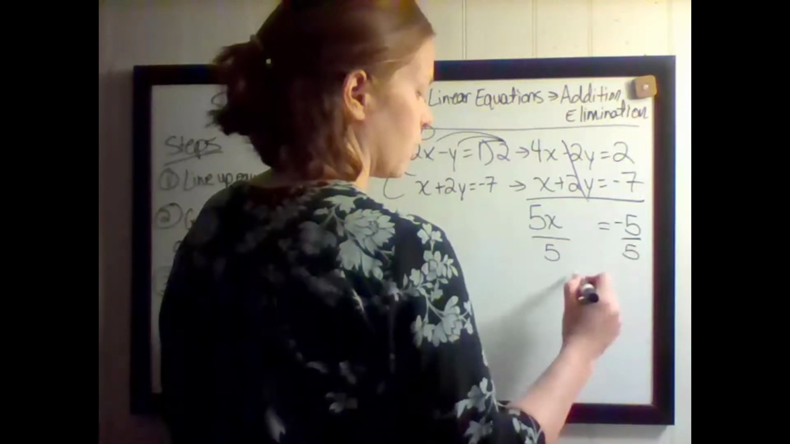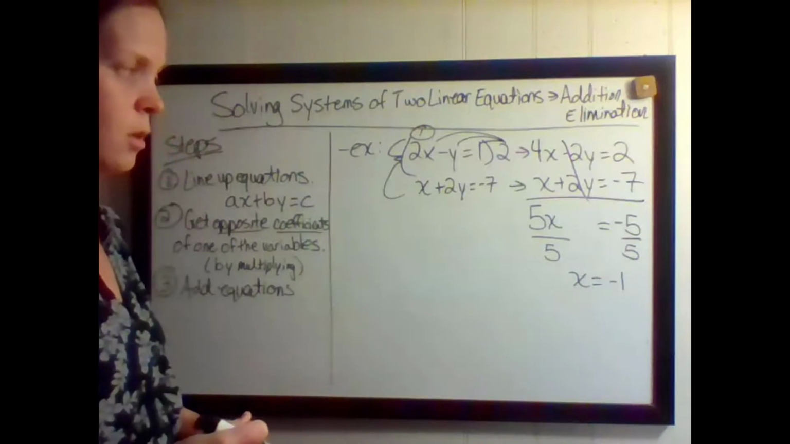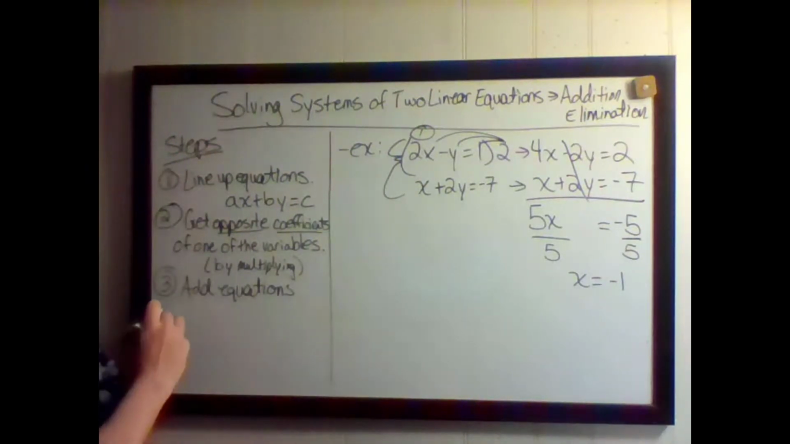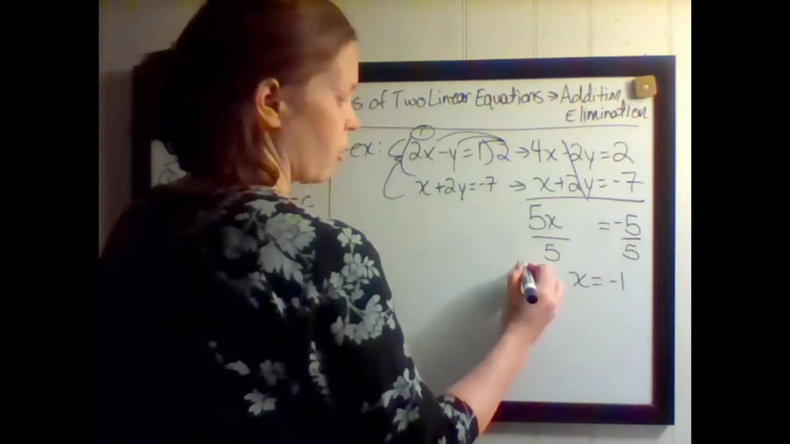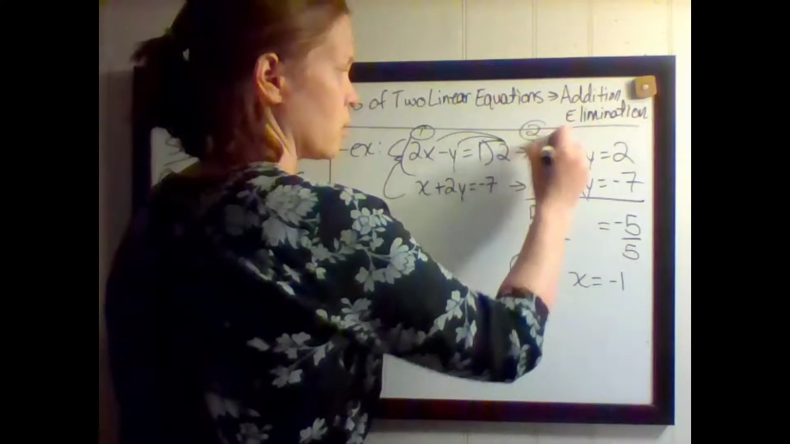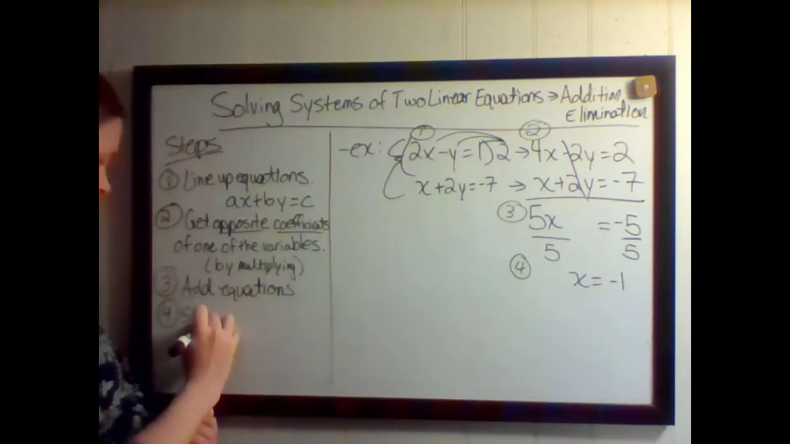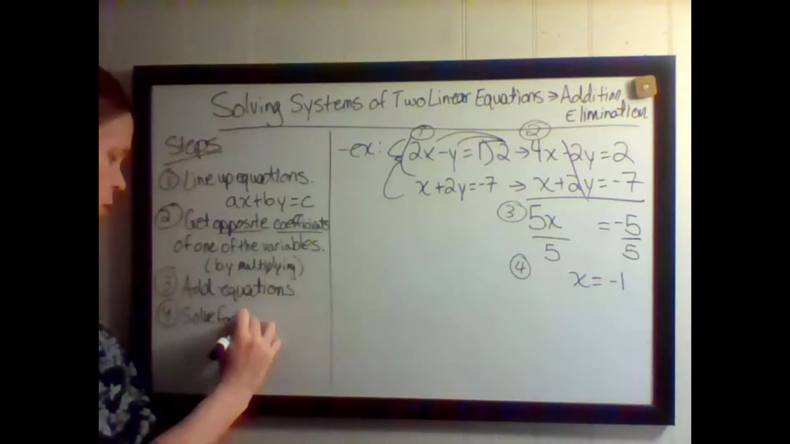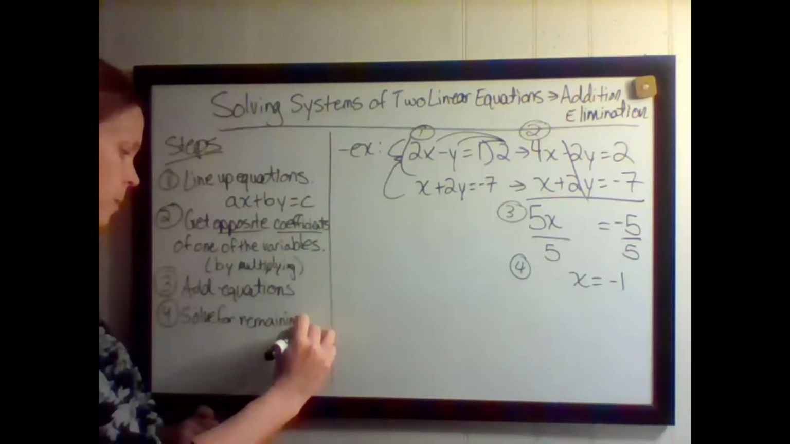And from there, I can keep going. I'm going to solve for x. Divided by 5, x is negative 1. So that was step 4. Step 4 was to solve for whatever the remaining variable is. Here we go, step 2, step 3. Step 4 is solve for the remaining variable.